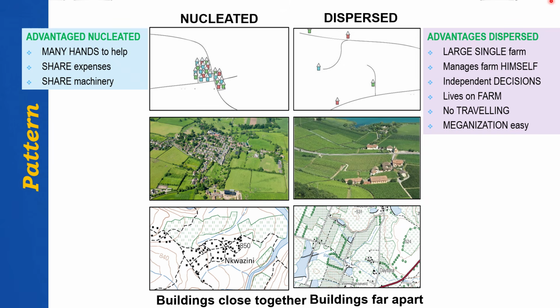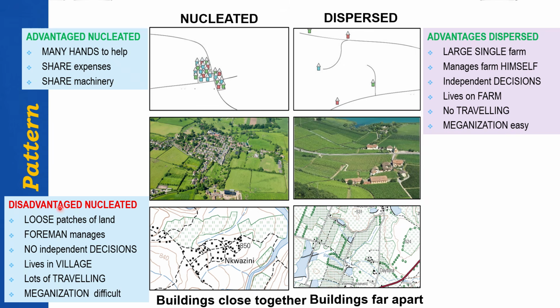Okay, now these are disadvantages of being nucleated, of being clustered. Number one, there are loose patches of land. The land is fragmented. You'll find that one piece of your land is somewhere here, another one is somewhere there, because there's limited space. So there are loose patches of land. The land is fragmented, right? There are no independent decisions. Remember, you're not alone here. Whatever you do, you have to consult other people to make decisions, right? There's a lot of people who manage what's happening there.